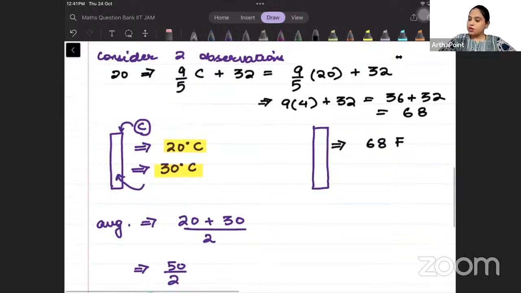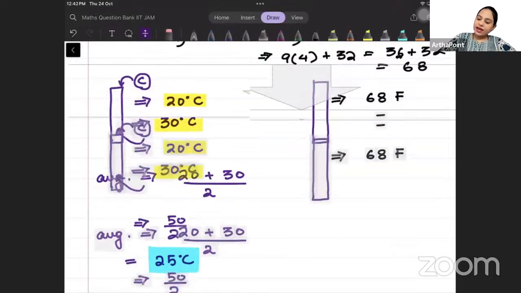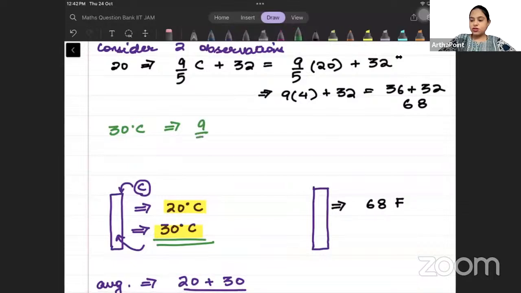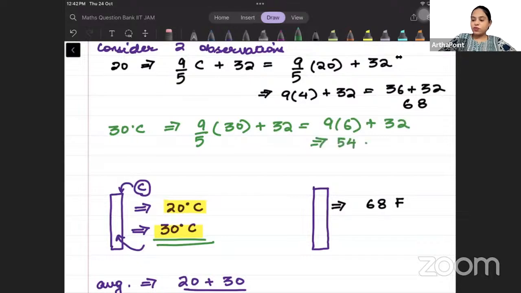Is this clear? Now we can similarly see what happens if I have 30 degrees. So 30 degrees Celsius, again I use the same conversion, 9 by 5 into 30 plus 32. This is 9 into 6 plus 32. So 9 into 6 is 54, plus 32, and this gives me 86 Fahrenheit.